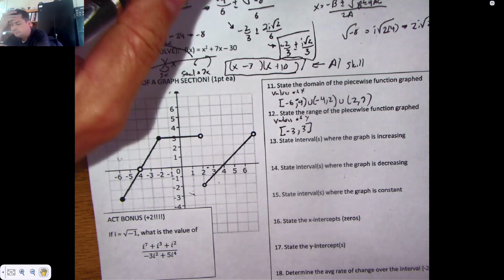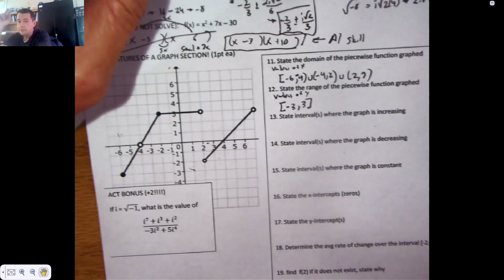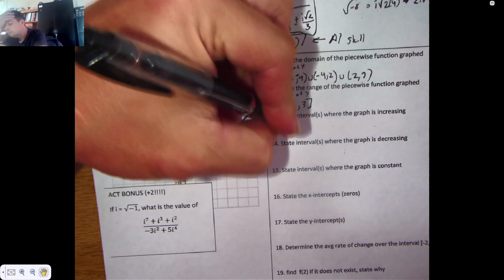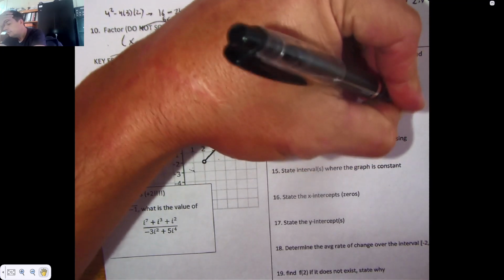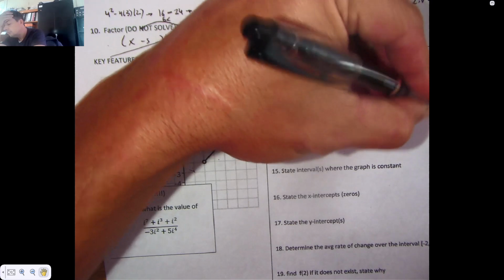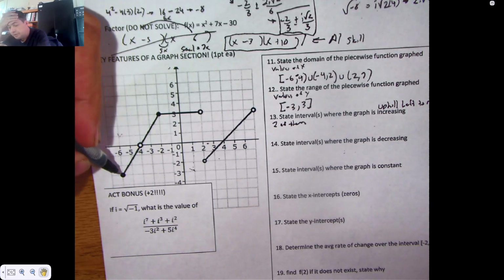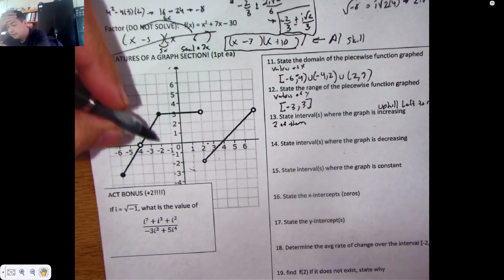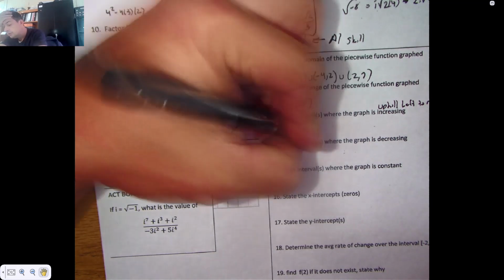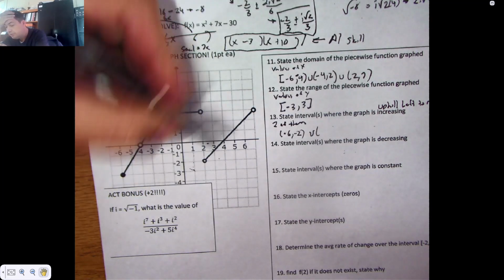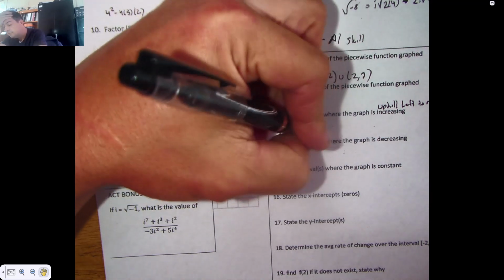Brackets on both. Intervals where the graph is increasing, there's 2 of them. Because that's that uphill, left to right. There are 2 of them. There's one that runs from negative 6 to negative 2. And there's also one that runs from 2 to 7.